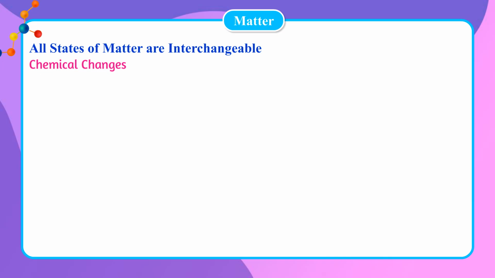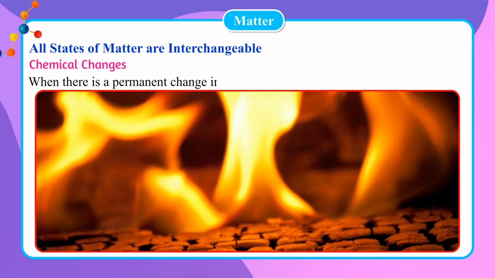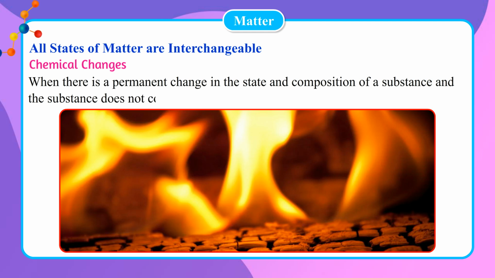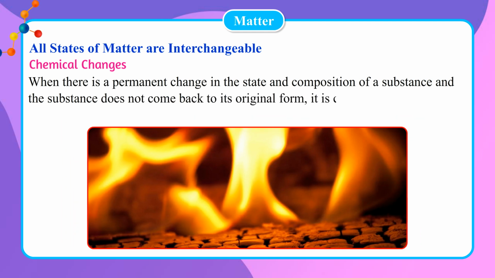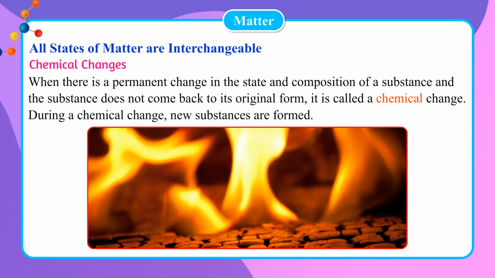Chemical changes. When there is a permanent change in the state and composition of a substance and the substance does not come back to its original form, it is called a chemical change. During a chemical change, new substances are formed.